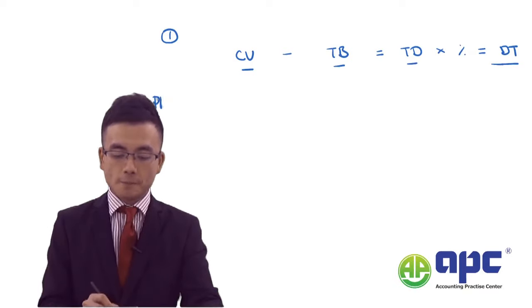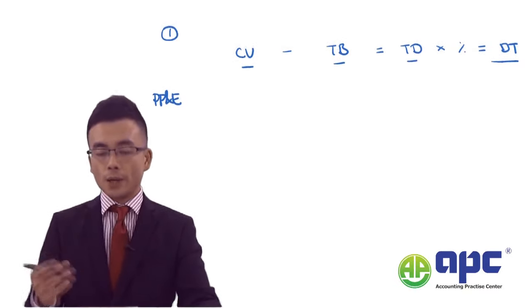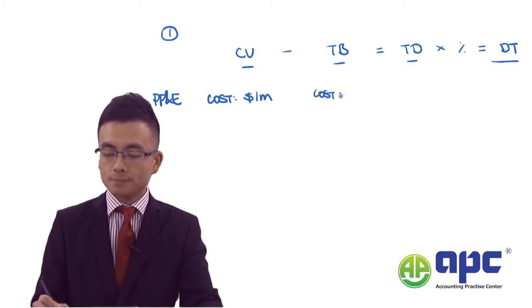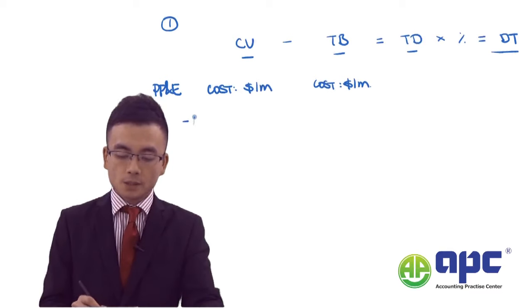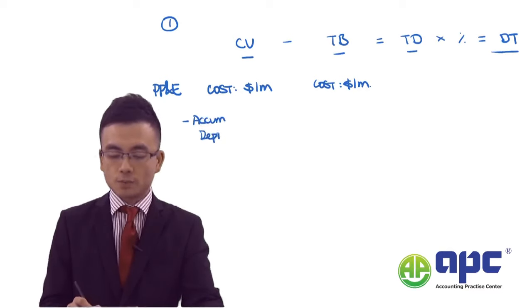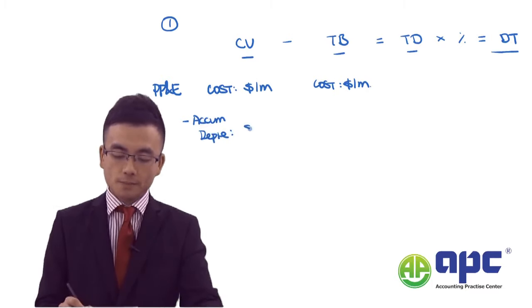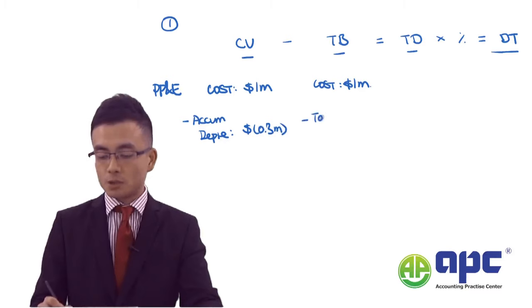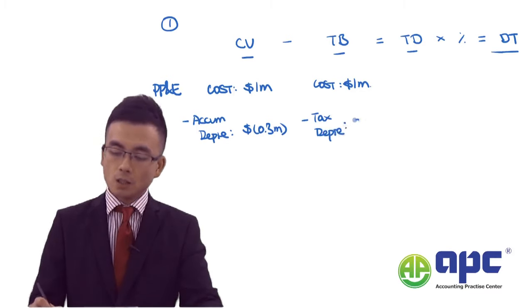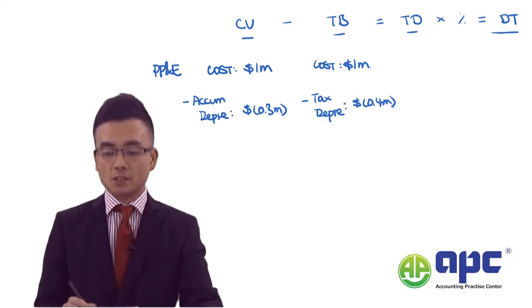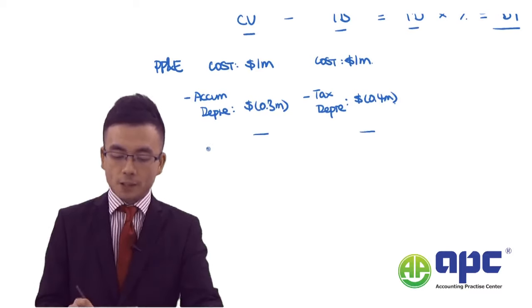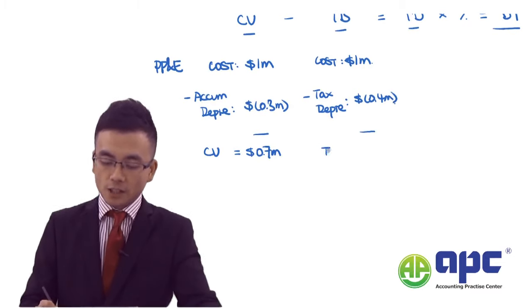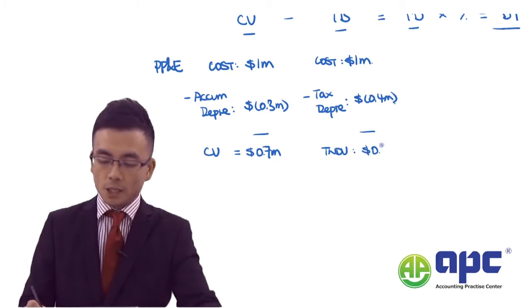And this is related to PP&E. The PP&E, the way that we do it is we use the total cost of 1 million of both sides, and we minus the accumulated depreciation. I can call it the accumulated depreciation in accounting, and that will be 0.3 million in the year number one. And we minus the tax depreciation, or we can call it the capital allowance, it's entirely up to you, of 0.4 million in the year number one from a tax point of view. And that's why we've got the carrying value in accounting of $0.7 million. From a tax base point of view, the tax written down value or the tax base will be 0.6 million.